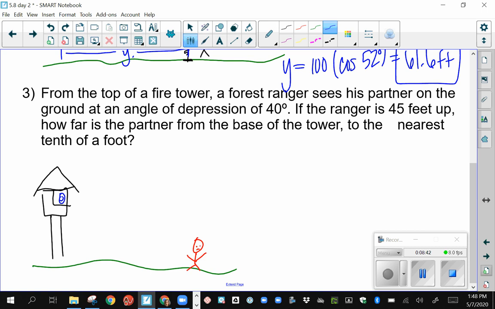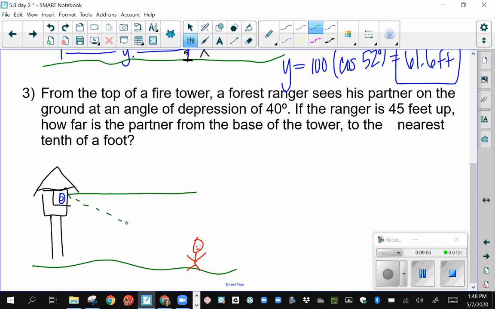Example 3, from the top of a fire tower, look at my beautiful drawing. A forest ranger sees his partner on the ground at an angle of depression. For some reason, students have a harder time drawing angles of depression. So again, it's the ranger in the fire tower who sees the guy at the bottom. So that's the angle his eyes must pass through.